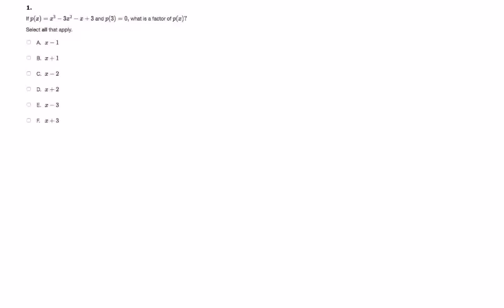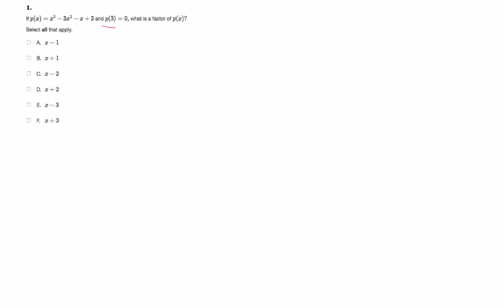Alright, here's number 1 from the released items 2018. It says if p of x is equal to x cubed minus 3x squared minus x plus 3, and p of 3 equals 0, what is the factor of p of x? Select all that apply. Alright, so there's a couple new things here that we haven't really seen this year, but there also are some things that we've seen.